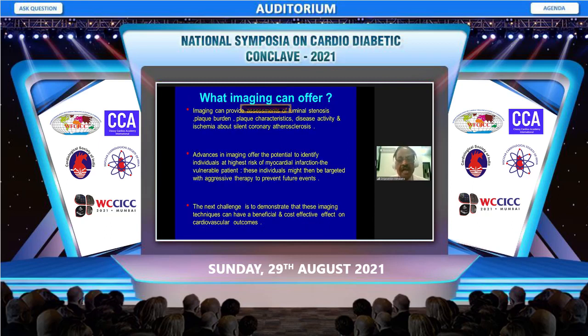So what can imaging offer? Imaging can provide assessment of luminal stenosis, plaque burden, plaque characteristics, disease activity and ischemia, about silent coronary atherosclerosis. There are many advances in imaging that offer the potential to identify individuals at high risk of myocardial infarction, the vulnerable patients. These individuals might then be targeted with aggressive therapy if you can detect the high-risk atheromatous plaque, to prevent future events. The next challenge is to demonstrate that these techniques have a beneficial role in terms of cost-effectiveness and even in cardiovascular outcomes.